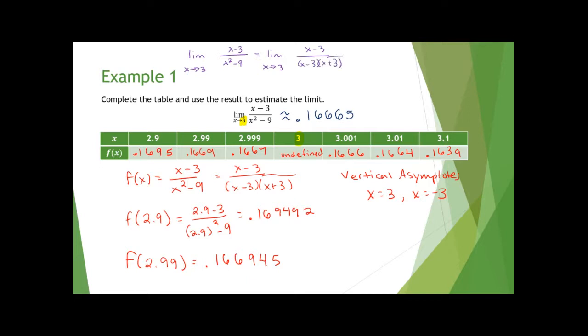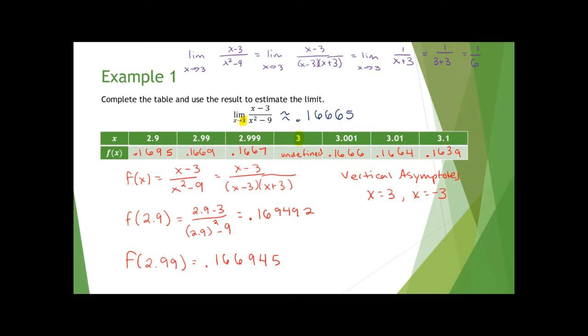So this is a little preview of calculus stuff that you'll have to do. If you notice, the x minus 3's cancel. So this is equal to the limit as x goes to 3 of 1/(x + 3). And then you just pretend that you can plug in 3. We know 3 is not in the domain because there's a vertical asymptote. But if we were to plug in 3, that would be 1/(3 + 3), which is 1/6. If you find what 1/6 is on your calculator, that's 0.1666 repeating forever.